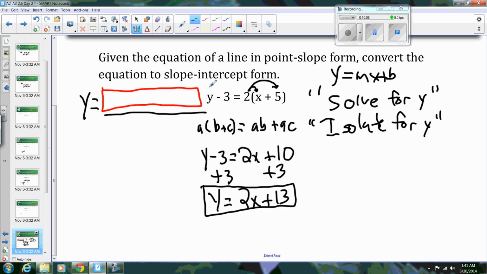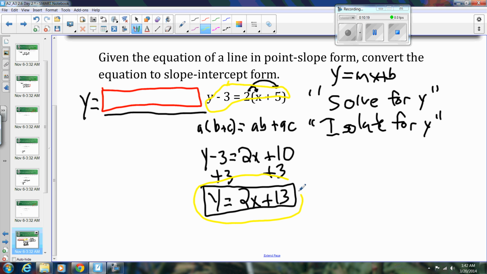So I've converted from up here, right? I've converted from this, well, that is the most horrible circling job ever. I've converted from point slope form up here, and now I have slope intercept form. Okay, circled a little bit better. So I've gone from point slope to slope intercept.